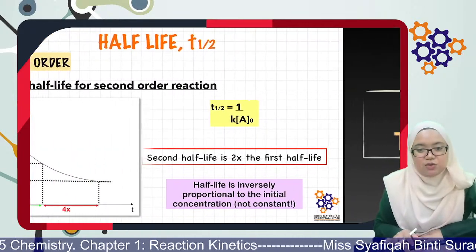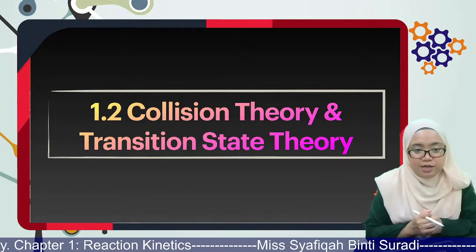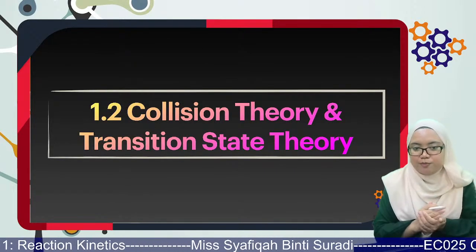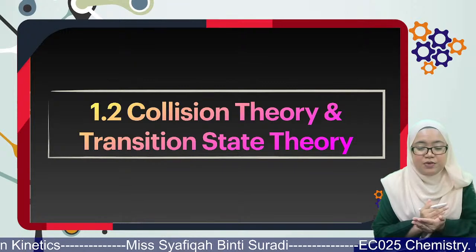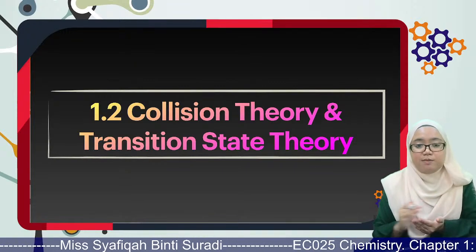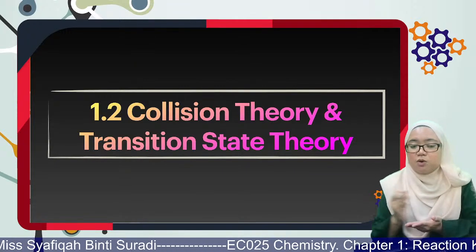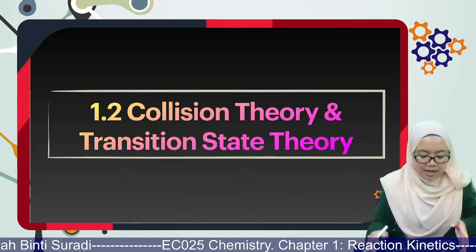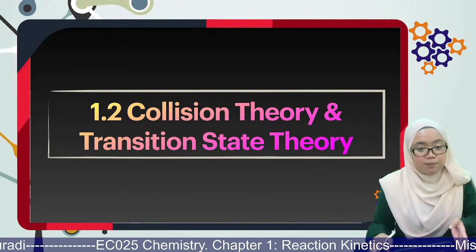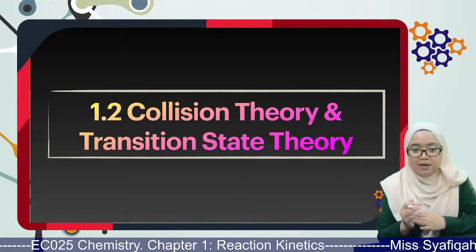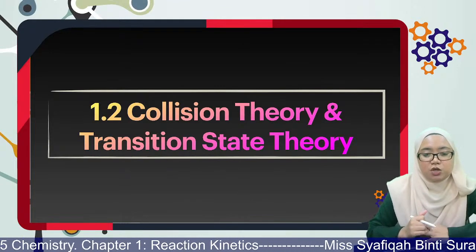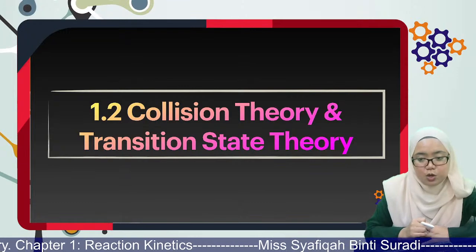Okay, so kita dah habis untuk 1.1. So basically saya laju je untuk 1.1 sebab awak dah belajar. Cuma kita nak recap apa yang awak dah belajar dengan lecturer masing-masing. Okay, now is the time kita nak masuk the new subtopic, which is 1.2. Okay, so 1.2 is the collision theory and transition state theory.